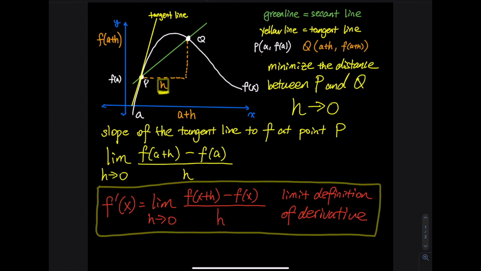Alright, after learning all the techniques to evaluate limits, you finally made it to the limit definition of the derivative, which is in the yellow box. How do we get over there? So first, we review this graph again.